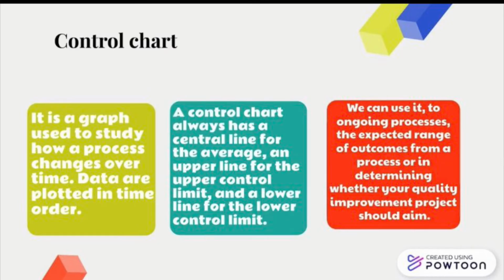And at what moments do we have to use this tool? We can use it on ongoing processes, the expected range of outcomes from a process, or in determining whether your quality improvement project should aim to prevent specific problems or to make fundamental changes to the process.